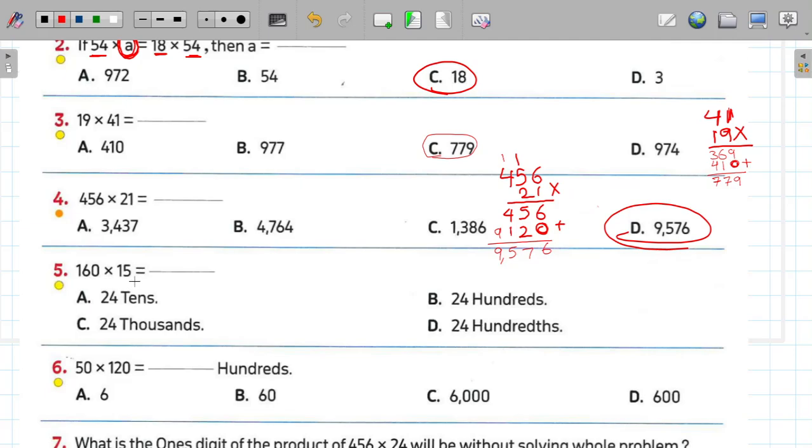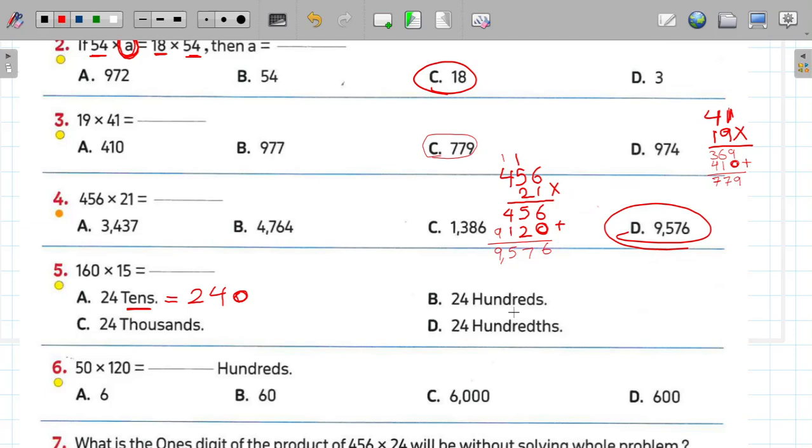I have 160 times 15. And the result here is in place value form. So the first one here I have 24 tenths. So 24 tenths equals what? 24 tenths equals 240 because I have tenths, and tenths means I will add just 1 zero. So it will be 240.